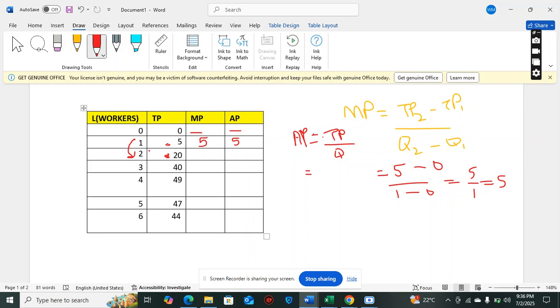To get your marginal product, you're going to say 20 minus 5, that is 15. So this second worker has brought an additional output of 15. Average product is the total output divided by the number of workers, 20 divided by 2, that is 10. Any questions before I move further?